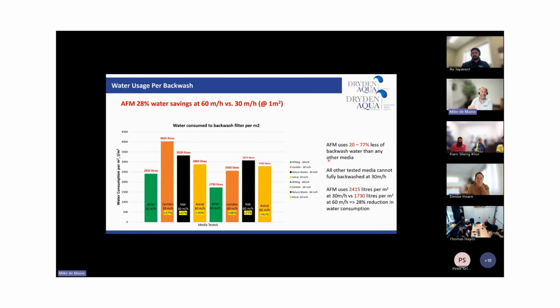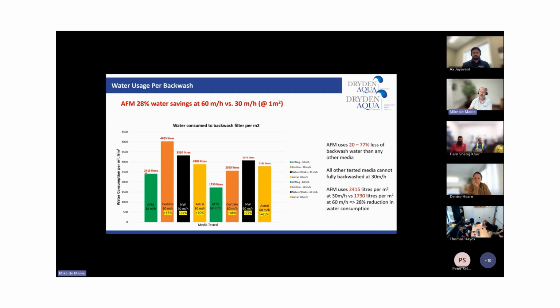This directly speaks to water savings. Because we can backwash, and again, this is at 60 meters per hour compared to 30 meters per hour. Here you can see we saved 67% of water compared to the Certican, 37% compared to Nature Works at 30 meters per hour. Then at 60 meters per hour, we actually saved even more against ourselves.